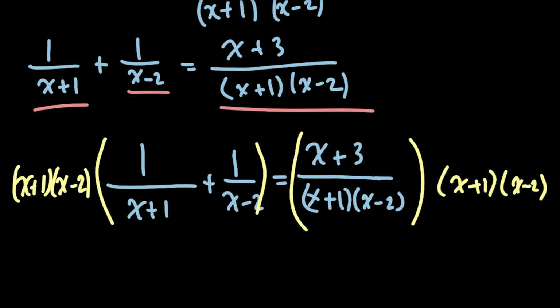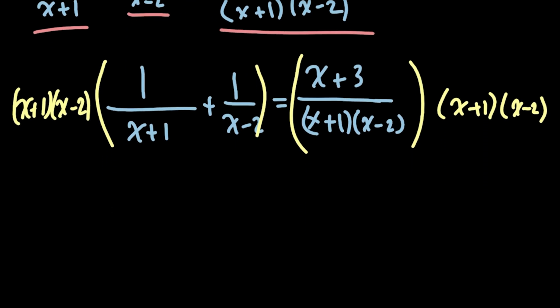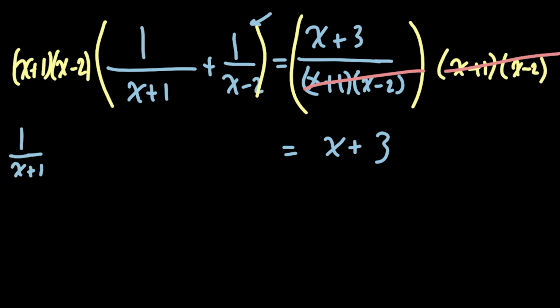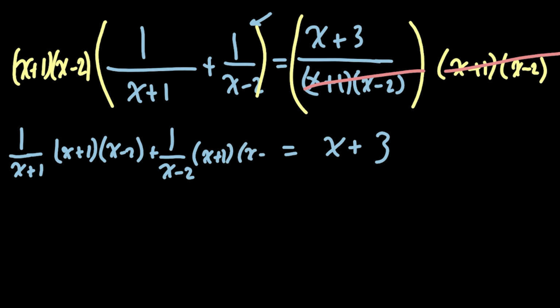Okay, so let's see what we will have. Let me just make more space. So as you can notice, this part here and this part here would be removed. So we'll have here x plus 3. And for this part, we'll have 1 over x plus 1 multiplied by x plus 1, x minus 2, plus 1 over x minus 2 multiplied by x plus 1, x minus 2. Okay, so as you can notice here, this part and this part would be removed.